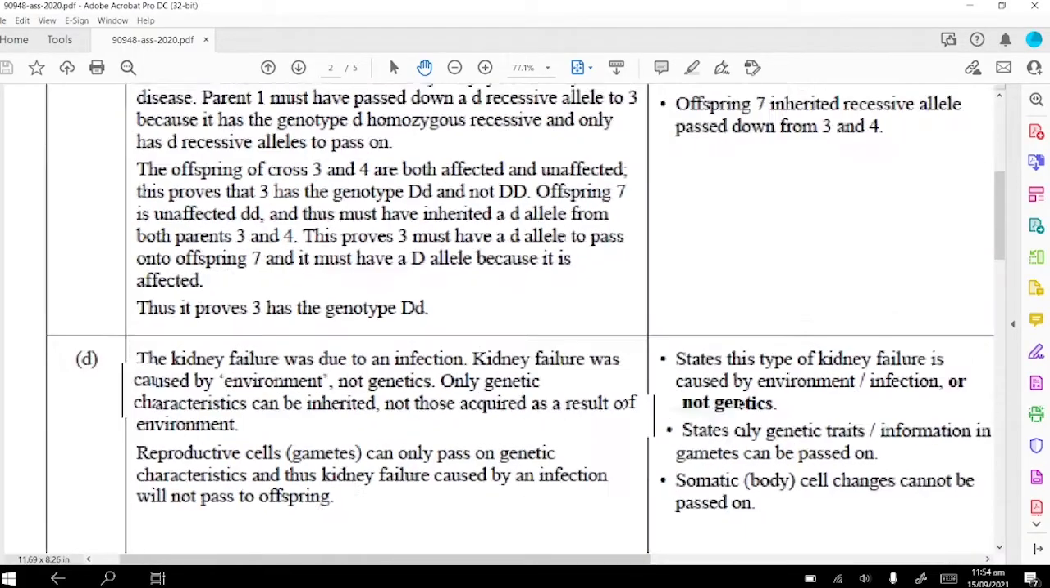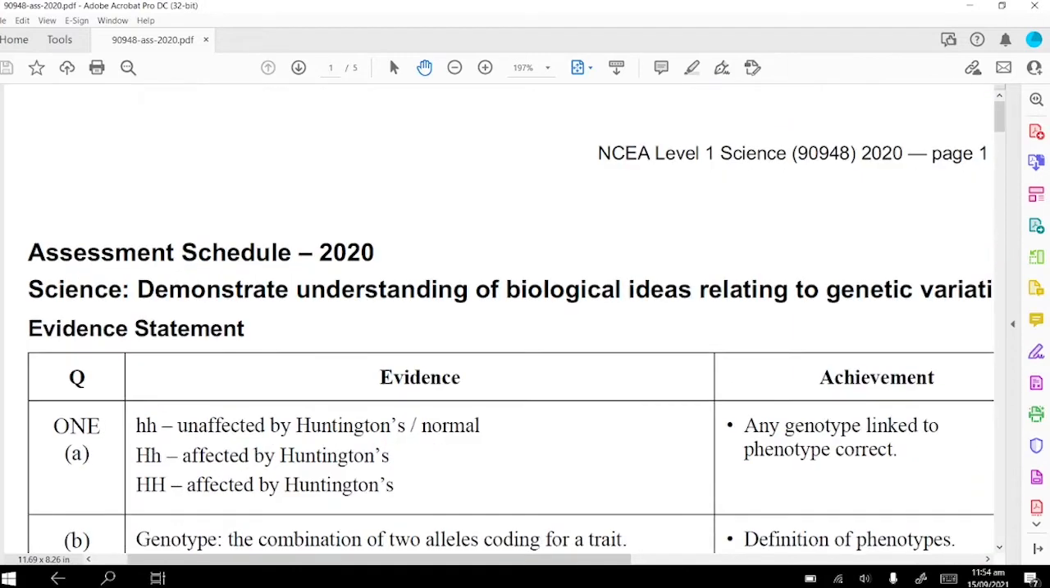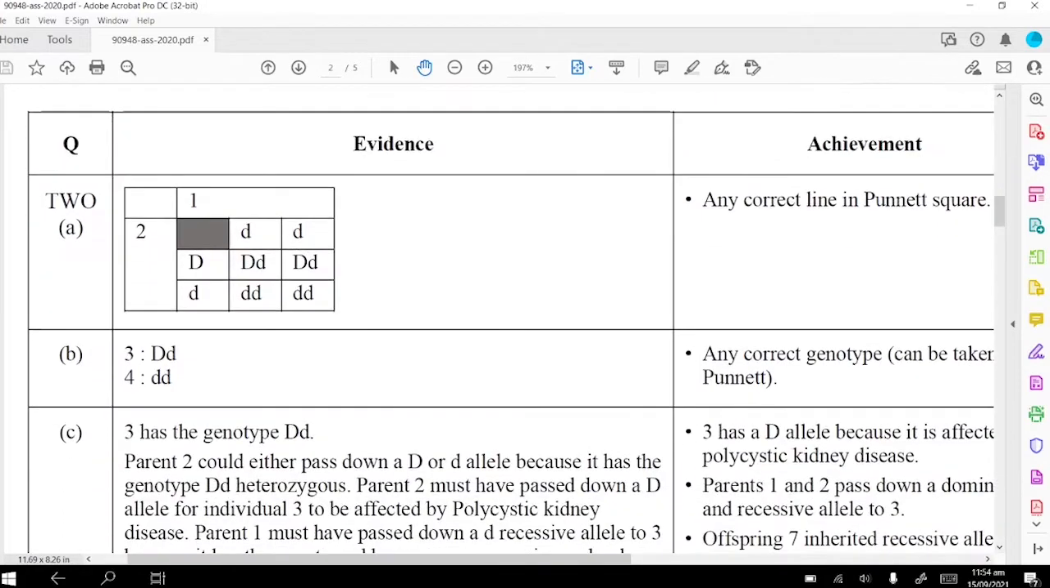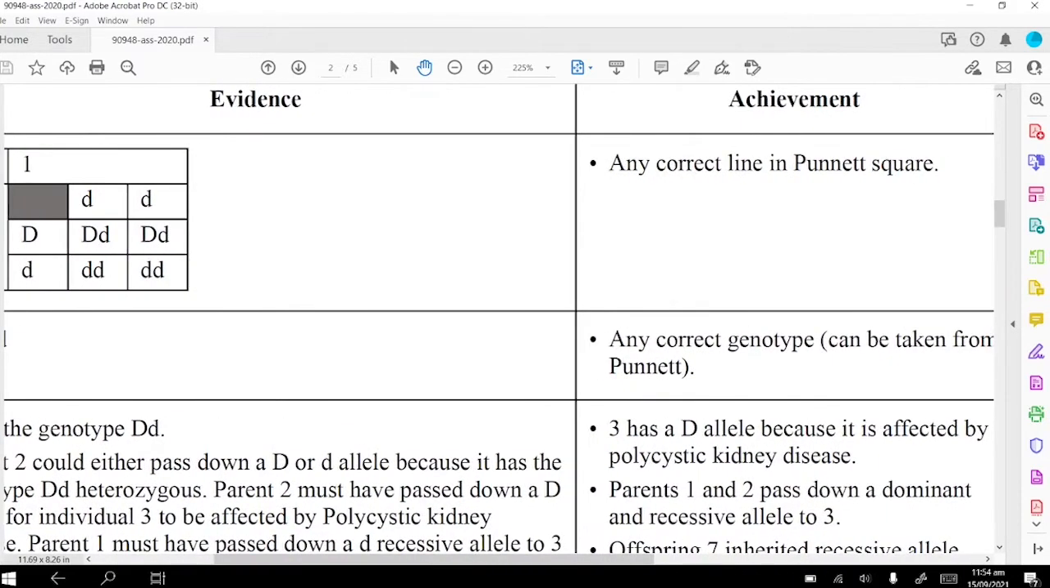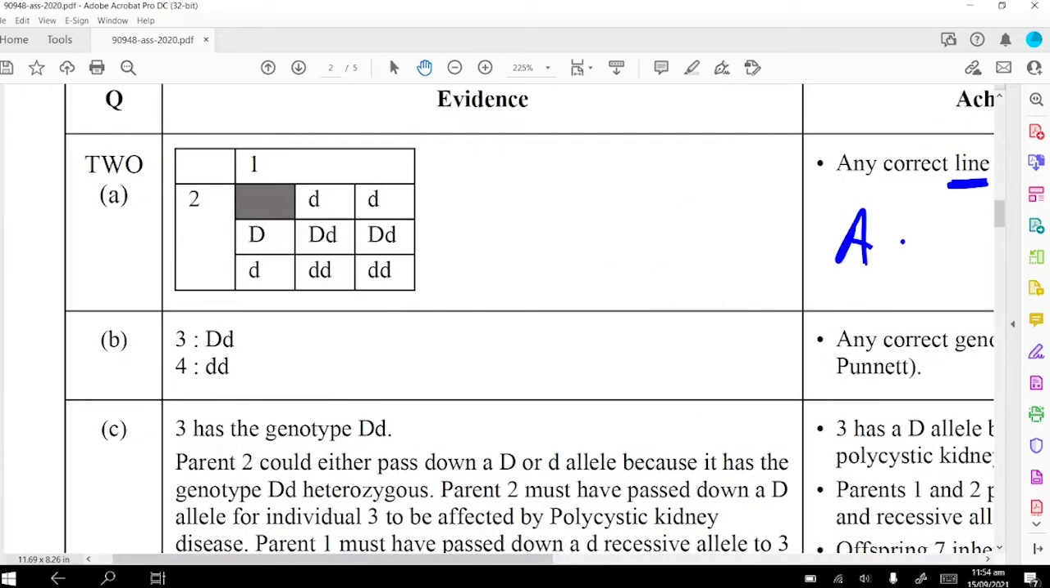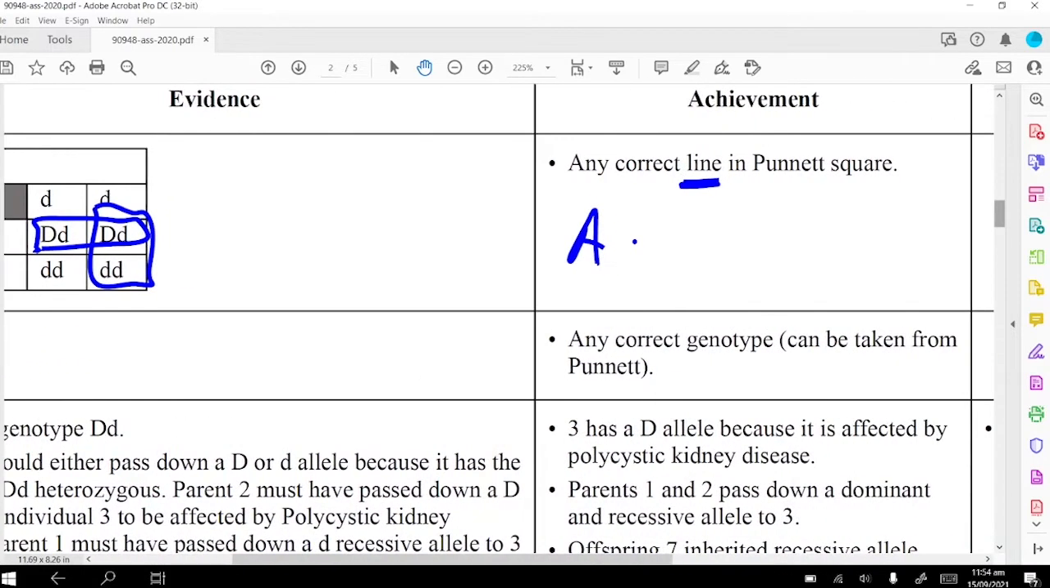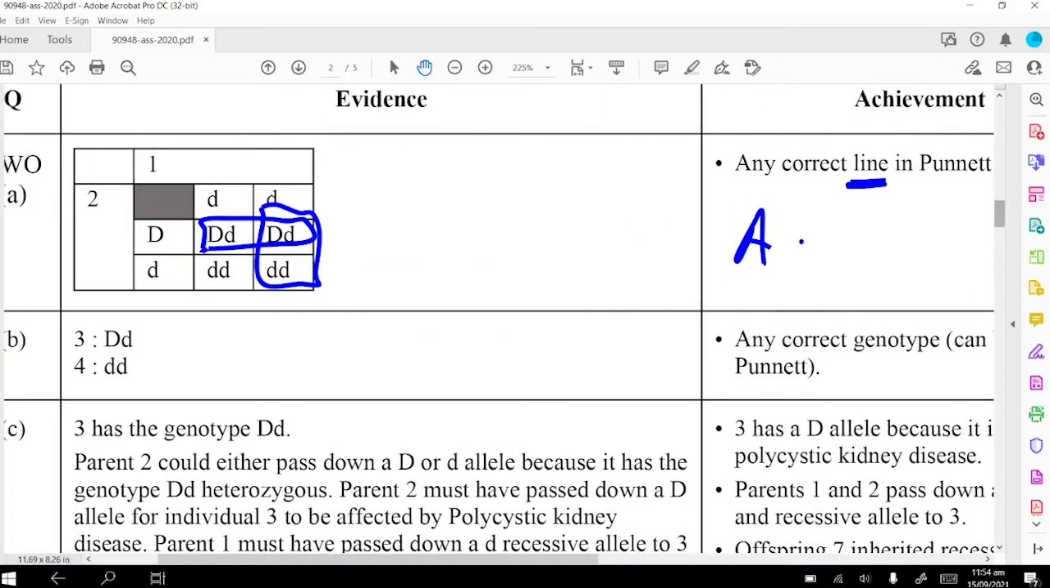So here's question 2. They've given us the Punnett Square there, and you can see it is the 50% or a 1-to-1 ratio. And if you had only one line in the Punnett Square correct, you got an A. Isn't that crazy? So literally, you only needed that or that, which I find amazing. Anyways, so any correct genotype can be taken from the Punnett Square.